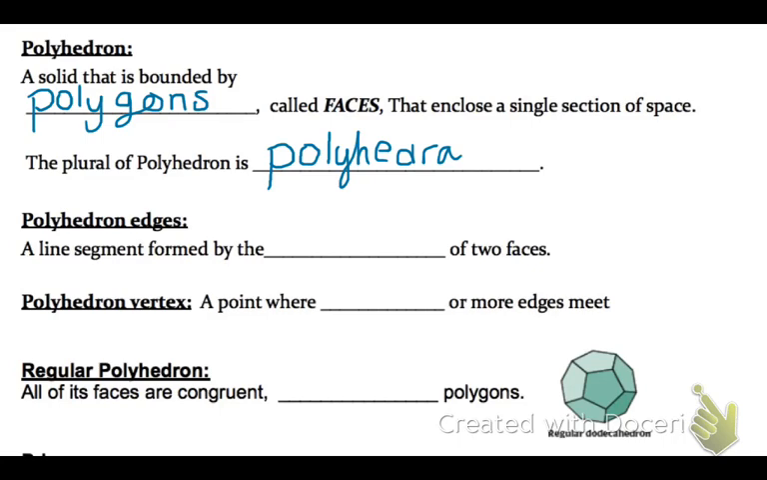When we're looking at polyhedrons, we have edges and vertices. A line segment formed by the intersection of two faces is the edge, and a polyhedron vertex is a point where three or more edges meet. Regular polyhedrons are where all the faces are congruent, regular polygons. As a refresher, a regular polygon is a polygon in which all the sides and all the angles are congruent.